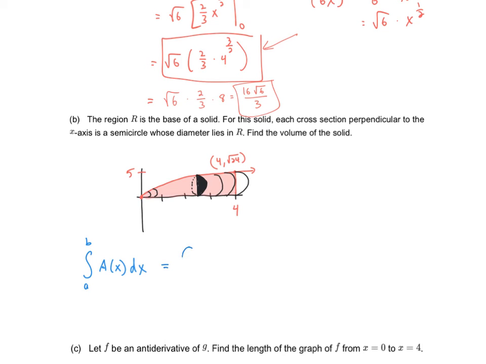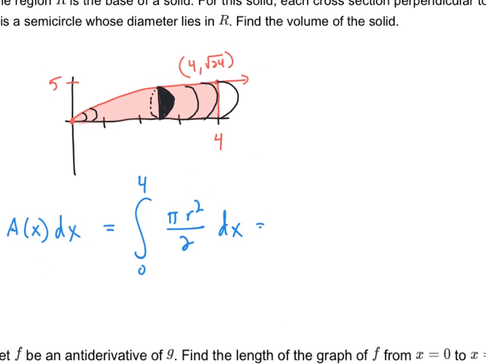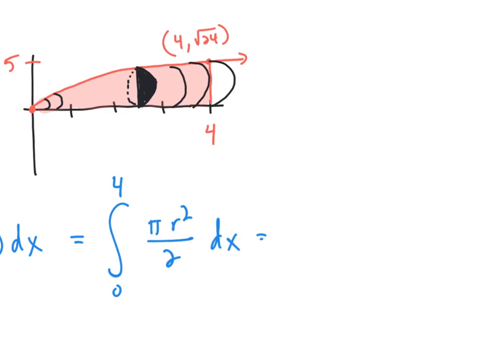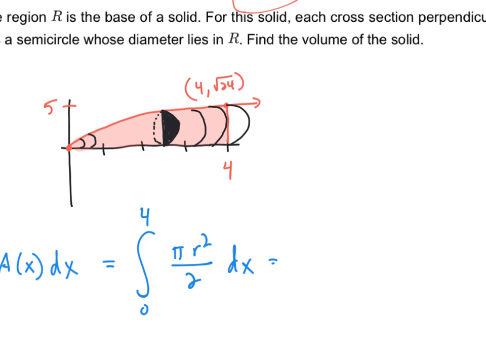So for us, we know we're going to do integral, definitely from 0 to 4 on that, just the x values of the graph, where the region lies. And then we're going to have to do some kind of pi r squared over 2, like that. And it's really that r that we have to get in terms of x. And just keep in mind, all these semicircles are different, right? So they all have different radiuses, and that depends on what x is.